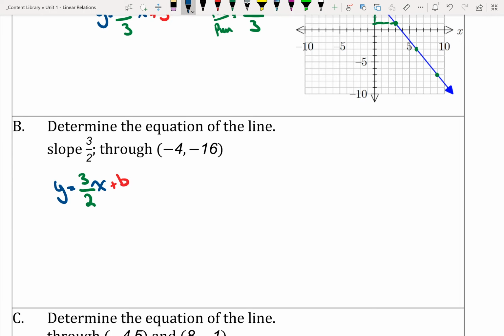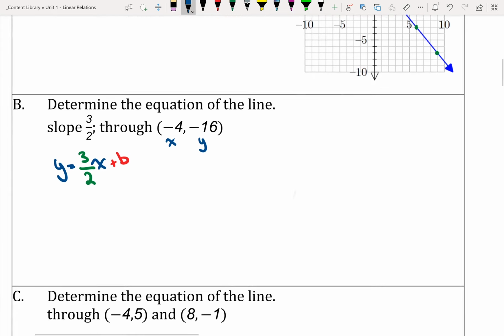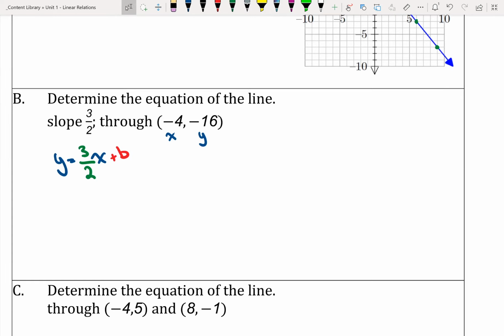The only other information I'm given is a point, and we should remember that a point is an x and a y value. If you're not sure which one is which, remember that x comes before y in the alphabet. So the x value is first, and then the y value is second. If this is the case where we're only given the slope and a point, we need to plug our values in for x and y. So we need to substitute those values in.